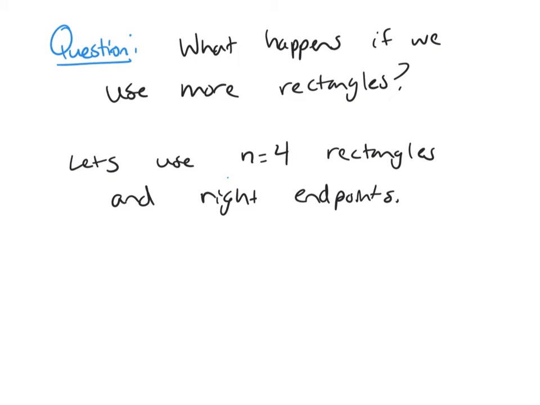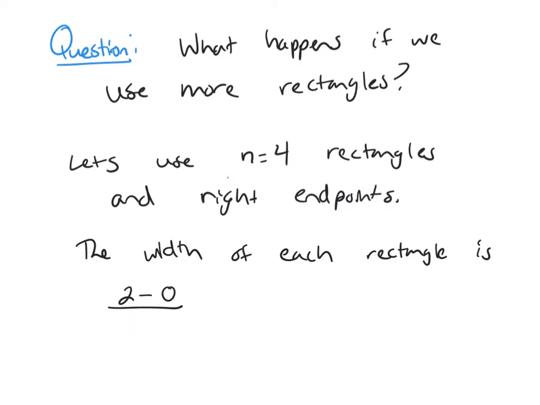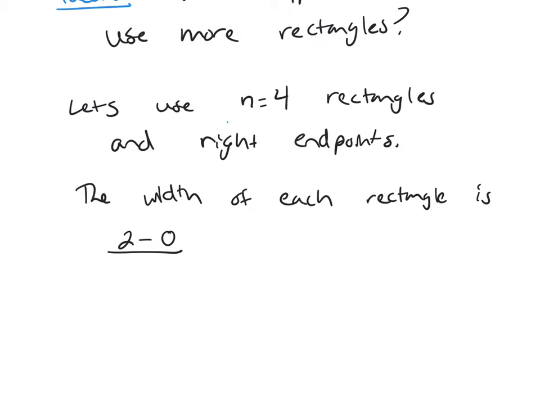So let's start by talking about what would the width of each rectangle be. Well, what's the total length of my interval from 0 to 2? All right, take 2 minus 0 and divide by your number of rectangles, which is 4. So the width would be 1/2.